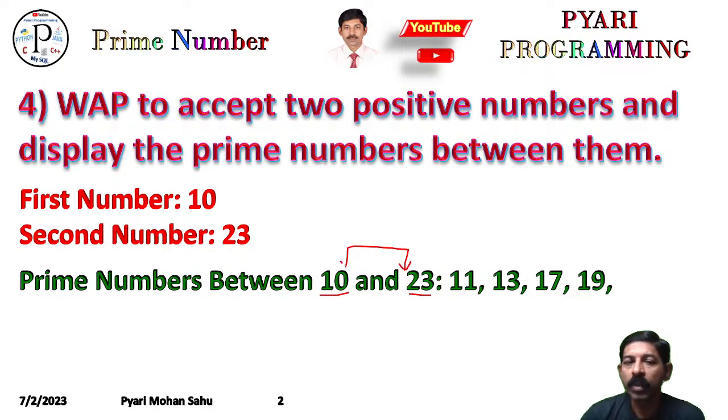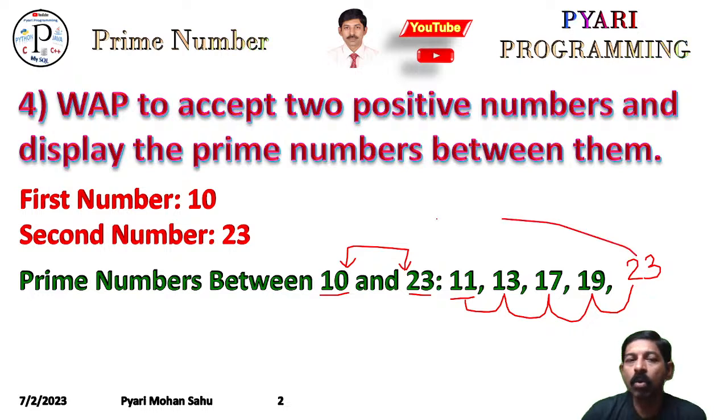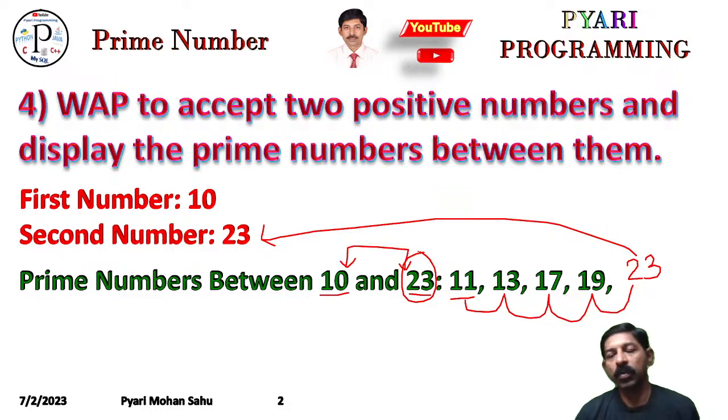So it will start from 11, where 11 itself is a prime number. The next prime number is 13. Its next prime number is 17. Its next prime number is 19. And the next prime number is 23, but it is going beyond the outer bound. So 23 needs to be excluded. That's why it is not displayed, even if it is a prime number.